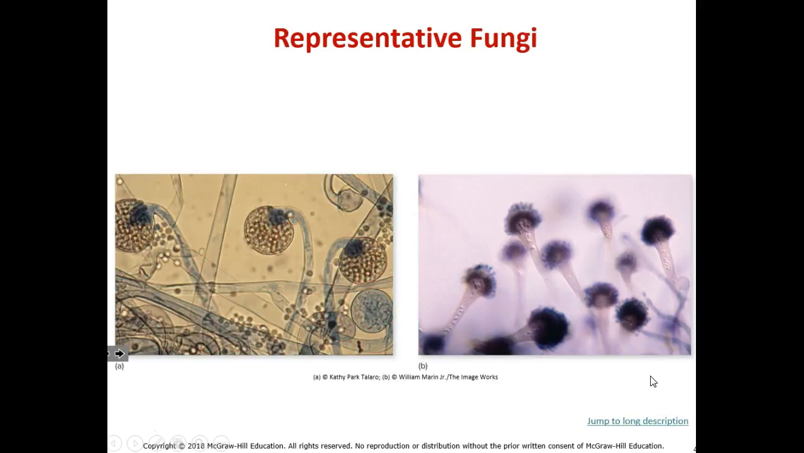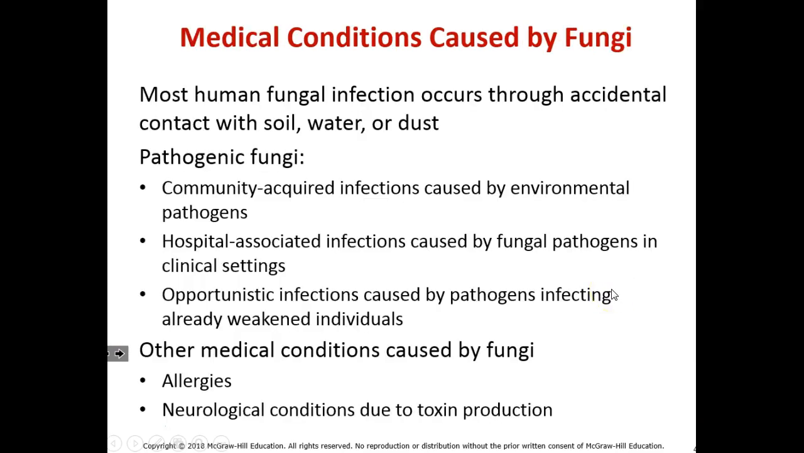Here are some representative fungi. All right. What are some medical conditions that are caused by fungi? Most human fungal infection occurs through accidental contact with soil, water, or dust. If a fungus is pathogenic, that means it can cause disease. Pathogenic fungi cause community-acquired infections from environmental pathogens, and hospital-associated infections are caused by fungal pathogens in clinical settings.